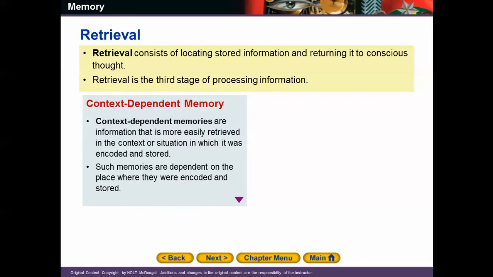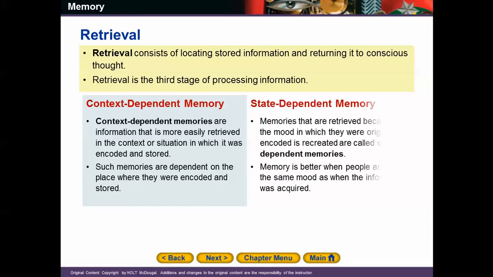Context-dependent memories: have you ever been to a place that brought back old memories? Perhaps you went back to your elementary school or to a neighborhood where you once lived, and these memories came back to you. When you're in that place, they are context dependent. The context of a memory is the situation in which a person had the experience being remembered. Such memories are dependent on the place where they were encoded and stored. So if you had not returned to the place where those memories were encoded, you probably would not have retrieved them.